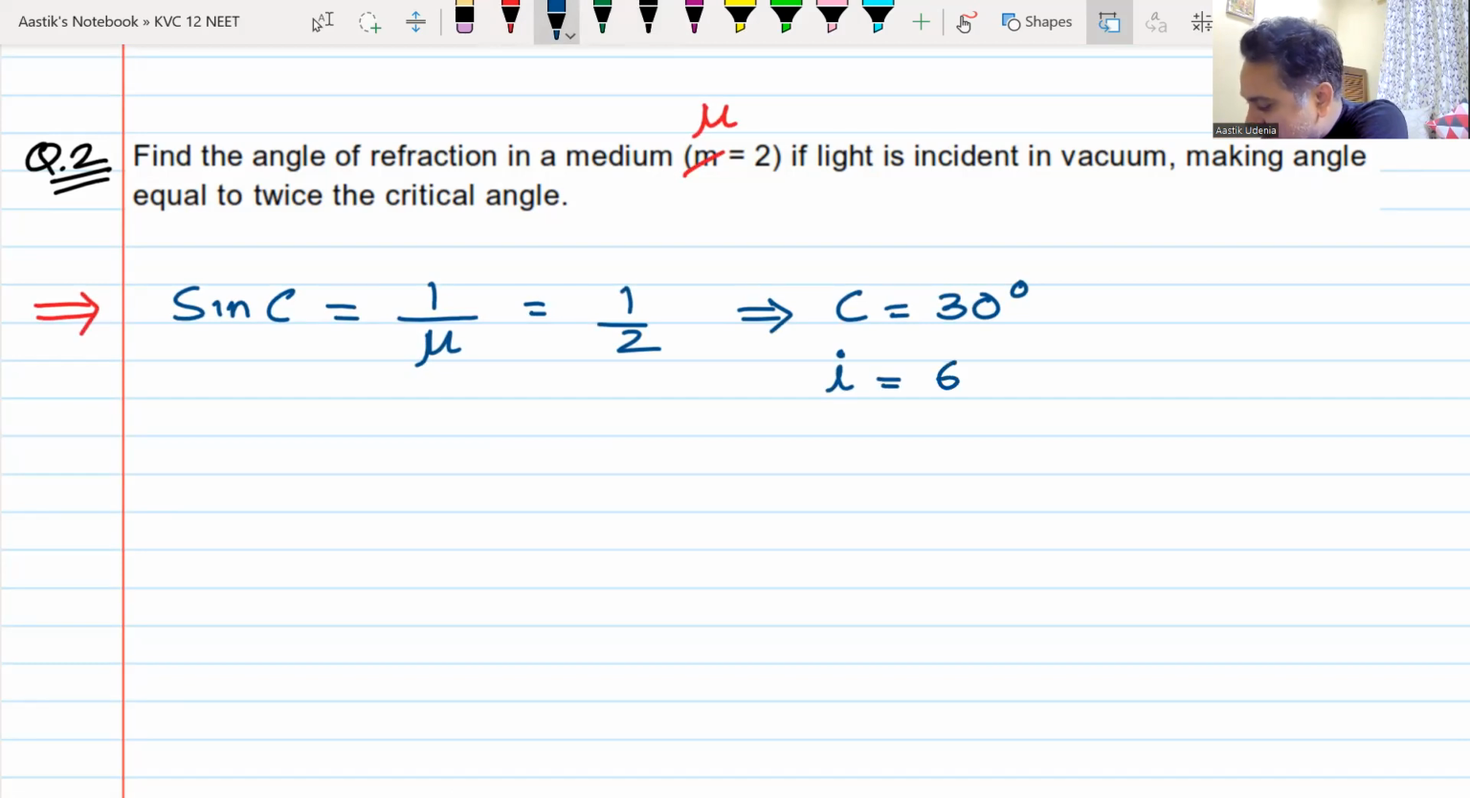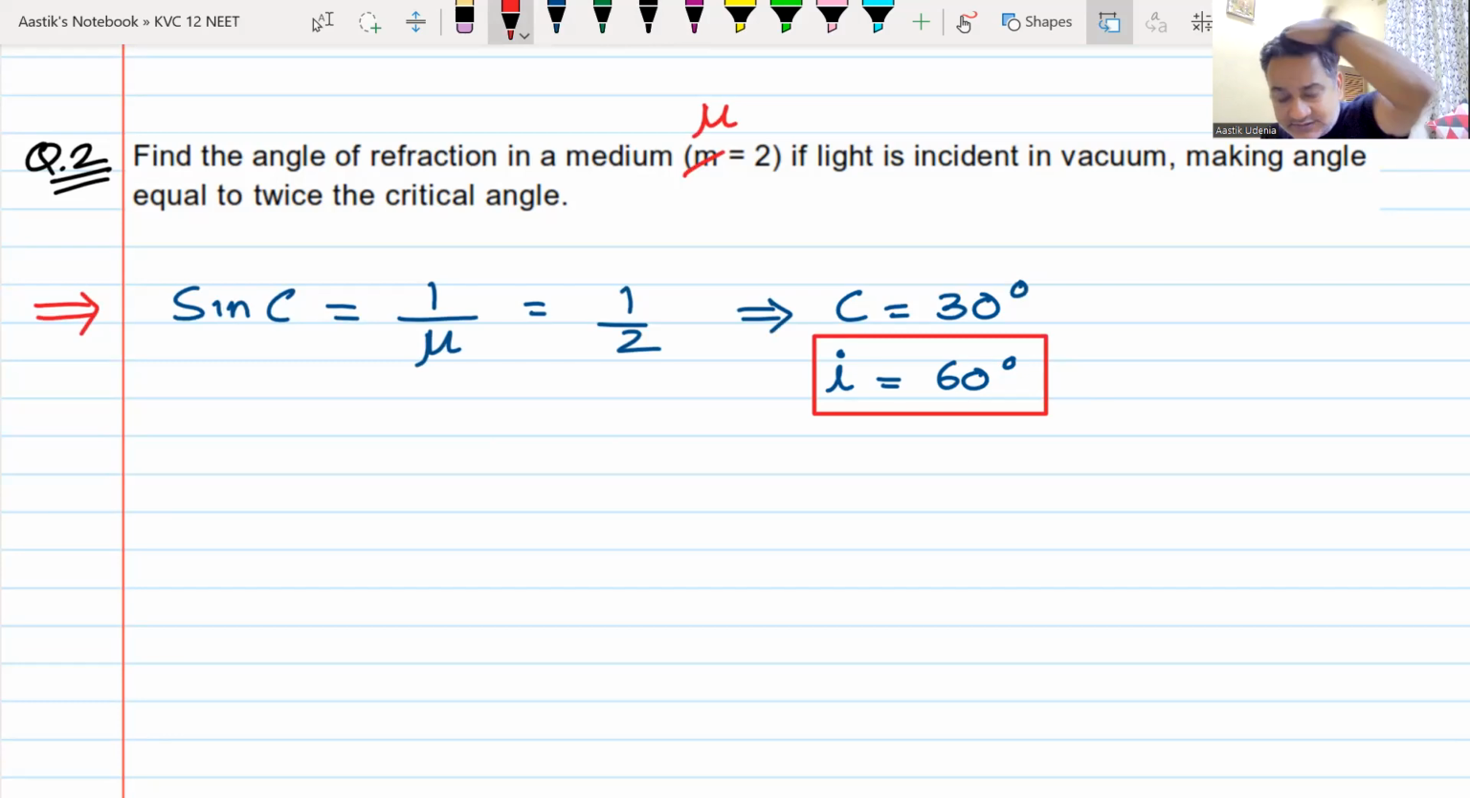So I is equal to 2C, 60. The angle of incidence becomes 60 degrees. Now remember that the critical angle is 30, but my angle of incidence is 60 degrees. Will total internal reflection take place? No, it will not take place, though I is greater than the critical angle. Why?